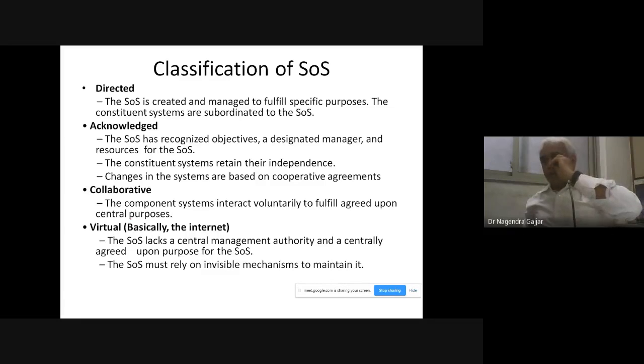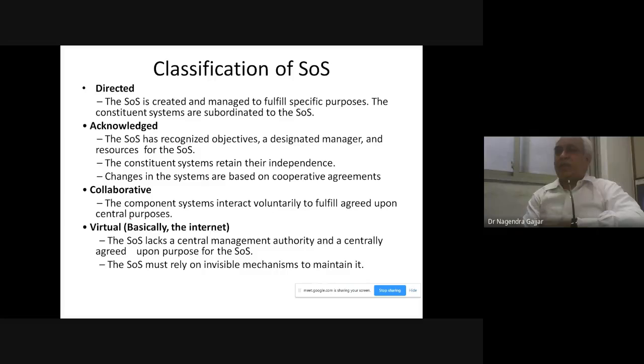The constituent systems retain their independence, and changes in the systems are based on cooperative agreement. So when you are going to make a change in one of the systems, you will cooperatively decide that, okay, I'm changing this way, then my interfaces for the other systems will change this way, and so on and so forth. So that's what we call acknowledged.